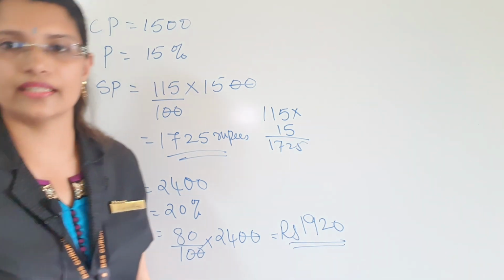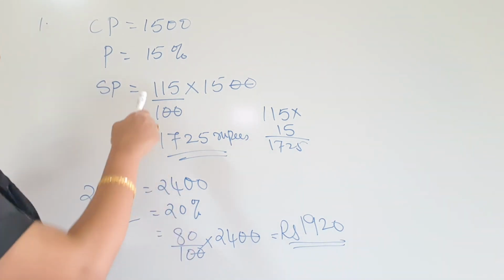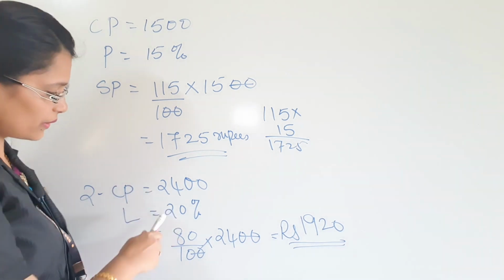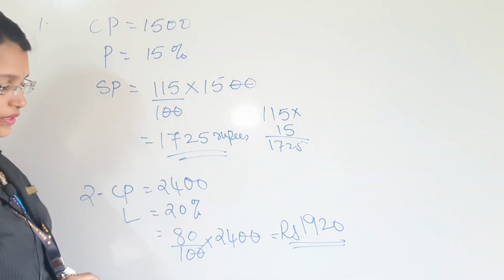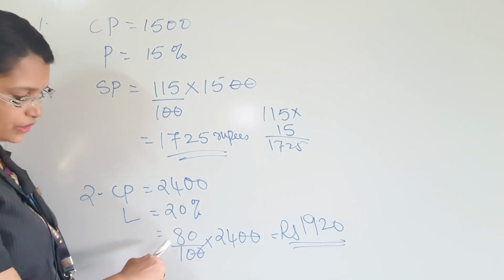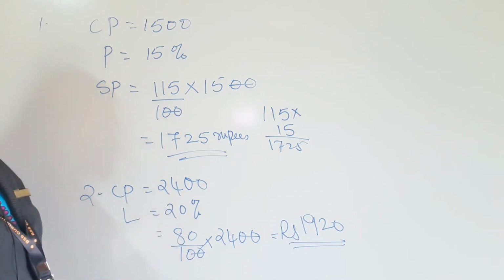Is this clear, children? If it is profit, you have to add this 15 to 100. If it is loss, you have to subtract this 20 from 100. Okay, so 100 minus 20 is equal to 80. Is this clear, children? Children, in that page itself, one more tabular column is there.